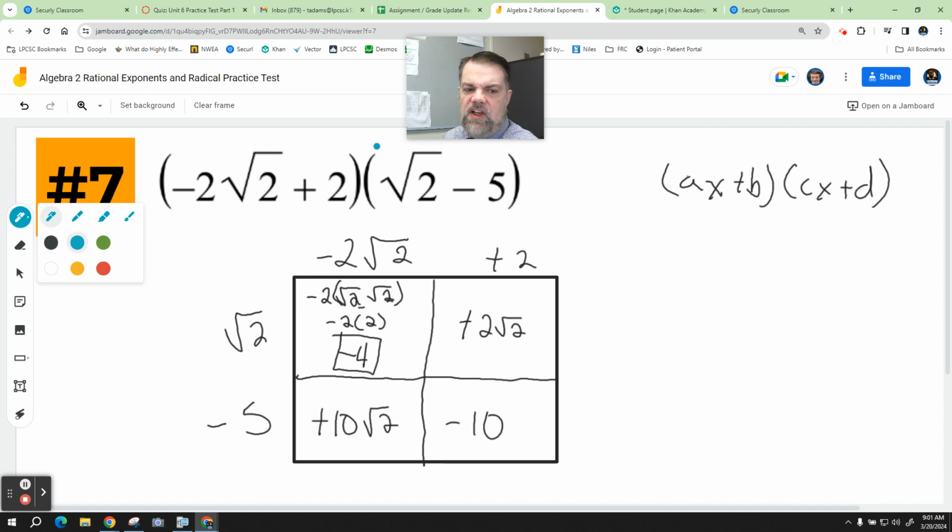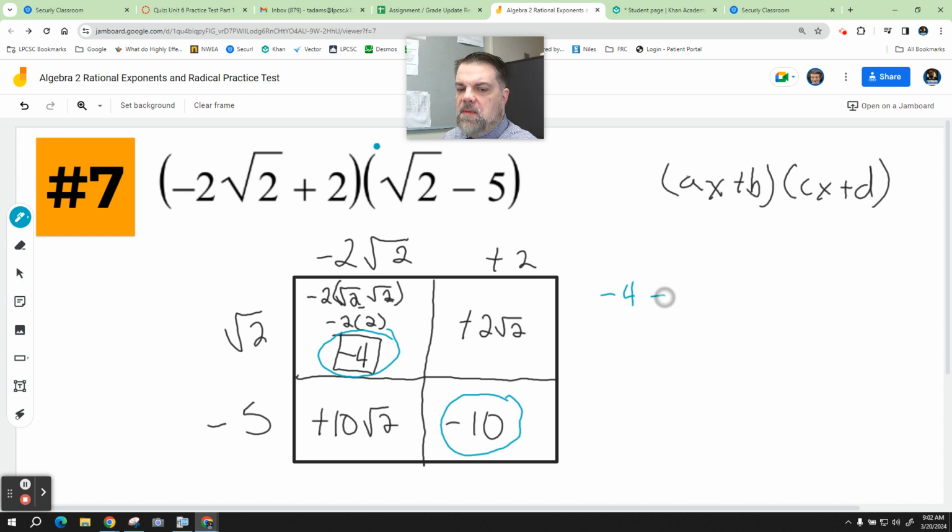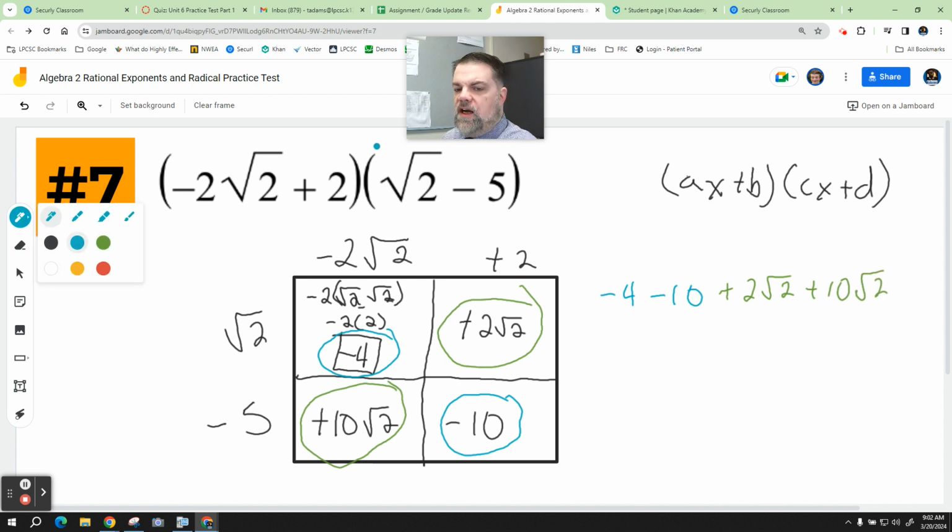So you kind of have to think in terms of like terms. This is just a number, no square root attached. This is just a number, so I'm going to say negative 4 minus 10. And then this has a root 2 attached to it. This has a root 2 attached to it. So I'm going to say plus 2 root 2 plus 10 root 2. And then you just kind of combine like terms. This becomes negative 14. And then these become plus 12 root 2.